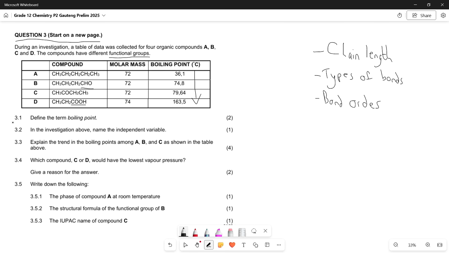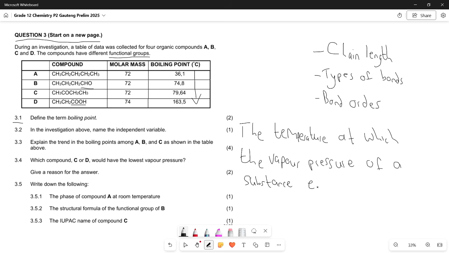So 3.1 says, define the term boiling point. So boiling point is quite a common definition in this section. It's either that or vapor pressure, but the boiling point is the temperature at which the vapor pressure of a substance equals the atmospheric pressure. And that would earn us 2 marks here. This is just something on our definition sheet for our exam guidelines, and this is an all or nothing question, so we have to get all the key words here to get the 2 marks, or we'll get 0. So that would earn us 2 marks.